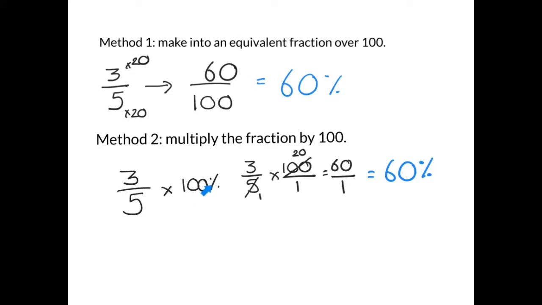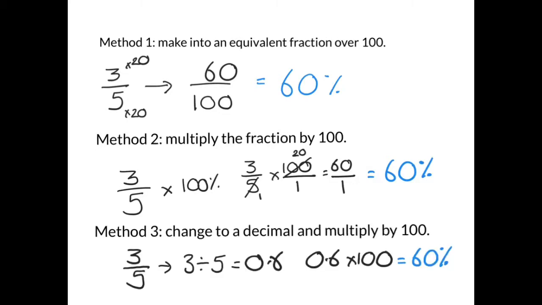So we looked at this in our video about multiplying by whole numbers. So 3/5 multiplied by 100 over 1. The 5 and the 100 cancel down. They both divide by 5. So 5s into 5 go once, and into 100 go 20. And I'm left with 3 times 20 over 1, which is, of course, 60%.